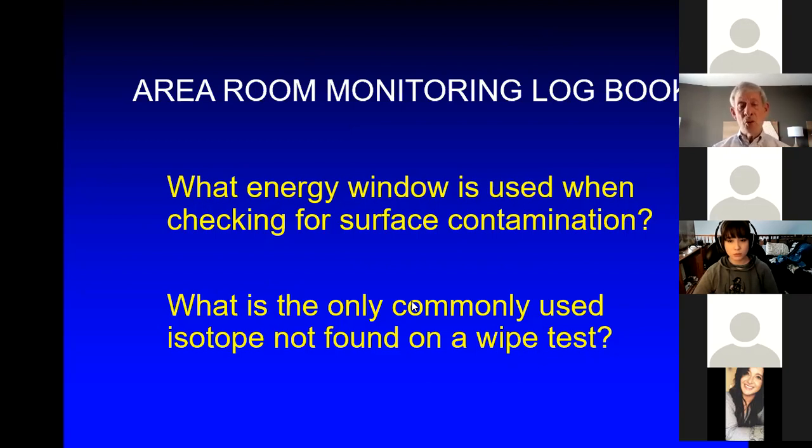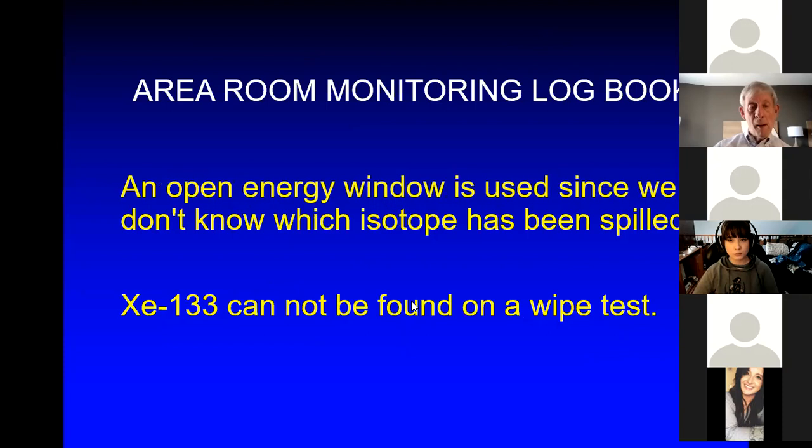What is the only commonly used isotope you will never ever find on a wipe test? That's right off an old exam, by the way. Xenon. You'll never find a gas on a wipe test. It won't stick to a wipe. And you'll see shortly that when you receive a box containing xenon, if that's all that's in there is xenon, you don't even have to wipe test that box like you do for everything else.